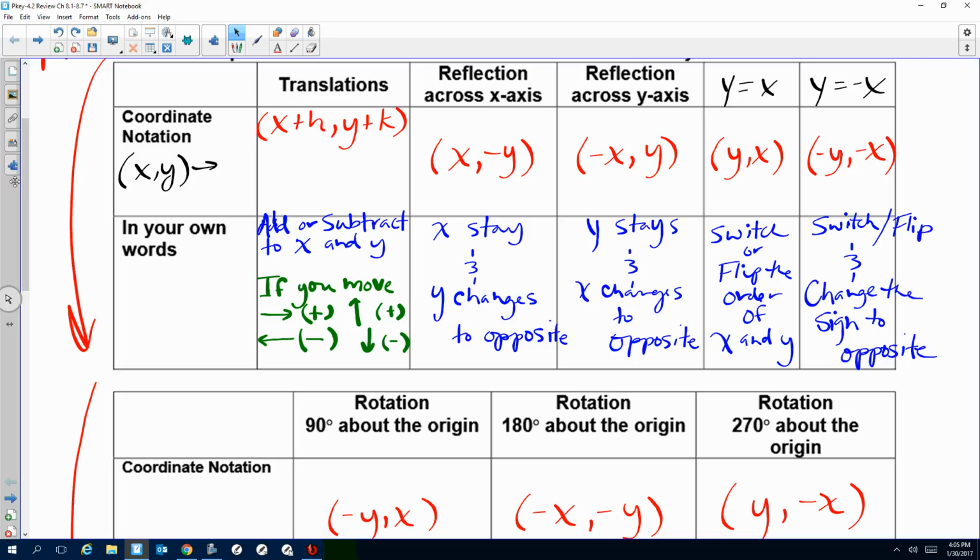Reflection over the x-axis, x stays, y changes to the opposite sign, that's what we're referring to. Over the y-axis, the y stays, the x changes to the opposite. Y equals x, you switch the order, and y equals negative x, you switch and you change the signs to the opposite. So that's our first set.